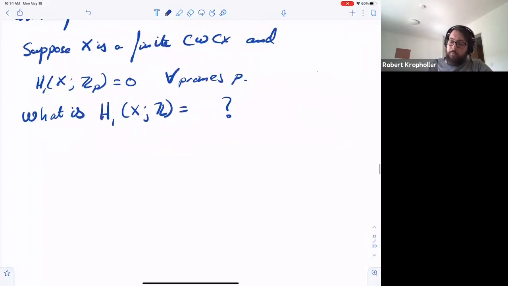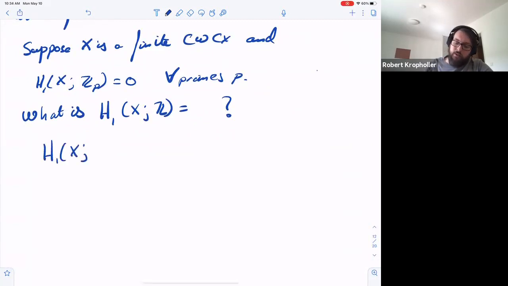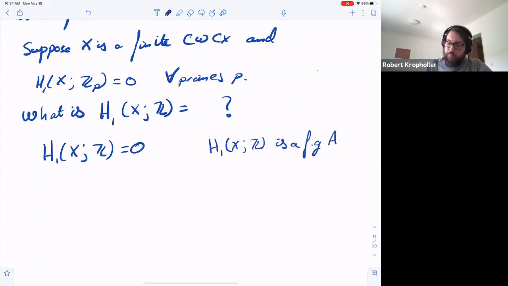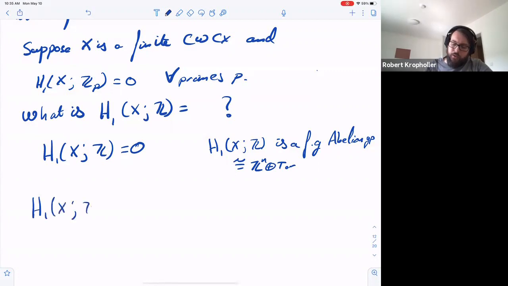So if you know this statement for all primes p, then you can deduce that H_1 of X with coefficients in Z is actually equal to 0. The point being that H_1 of X with coefficients in Z is a finitely generated abelian group, so in particular it's isomorphic to Z^n plus some torsion. And using the universal coefficient theorem, you can see that if you look at coefficients over Z mod p, you get that this is just the tensor product.